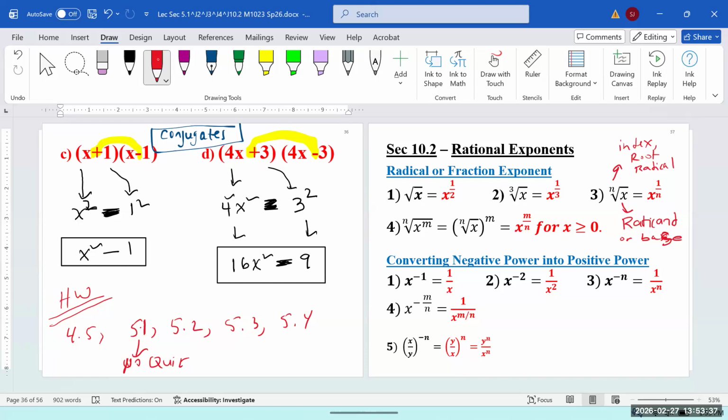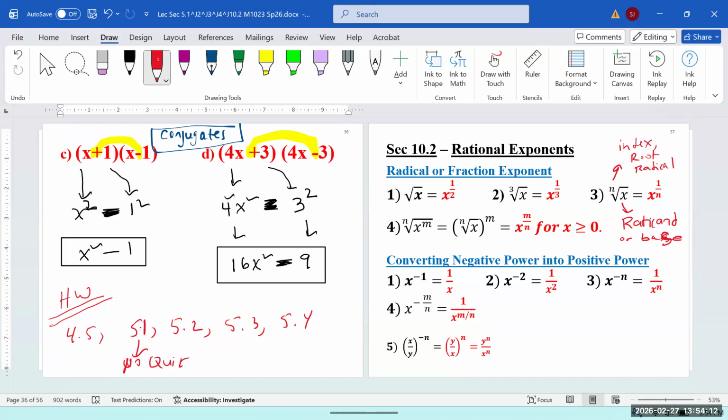Now, the fourth rule says, what if our radicand itself has its individual power? Well, no problem. The individual power goes on the numerator, and the index goes on the denominator. And as long as your radicand is a positive number, we can switch around their position. Like we can put the individual power inside the radical, or you can put the individual power outside the radical.